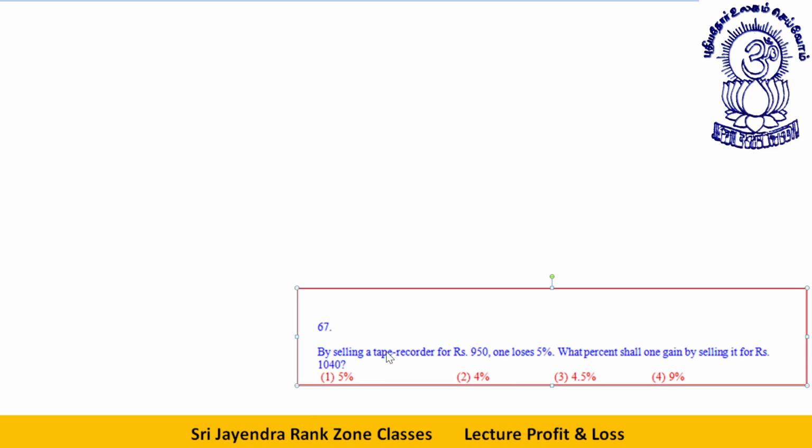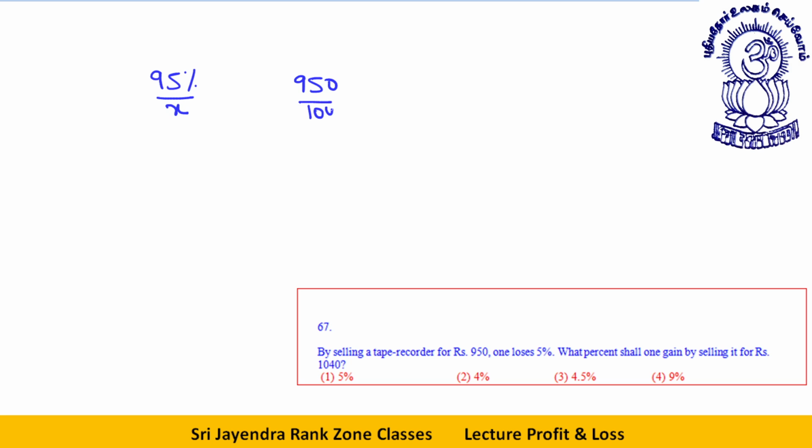We have done this concept thoroughly. See, this also will be done so easily. By selling a tape recorder for 950 loses 5%. Losing 5% means 95% corresponds to 950. What percent shall one gain by selling it for rupees 1040? Let's say this is x.